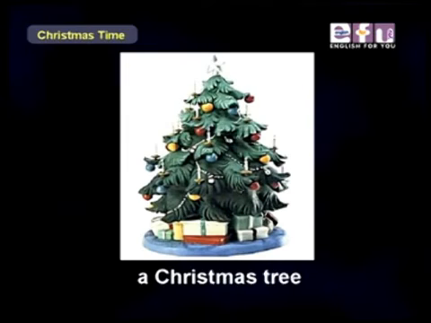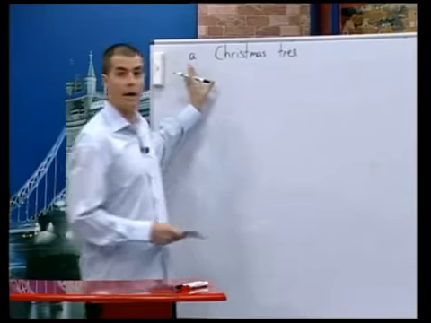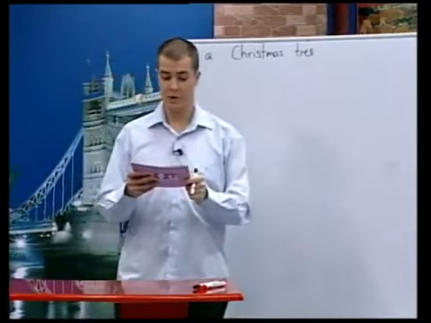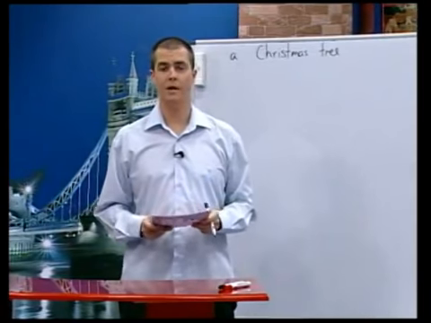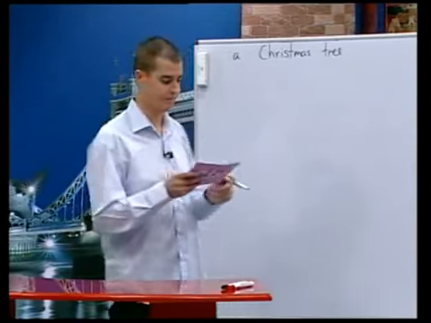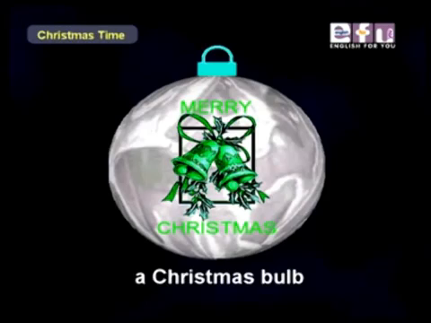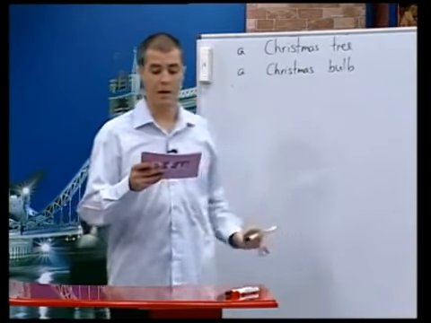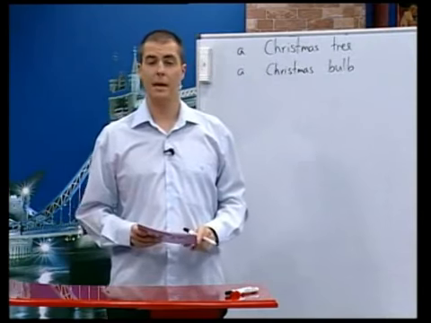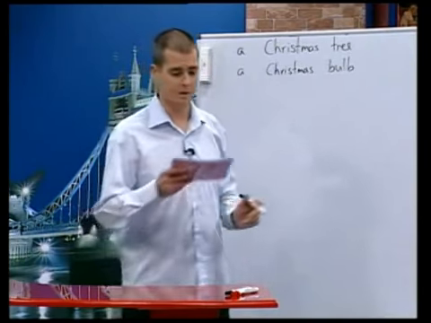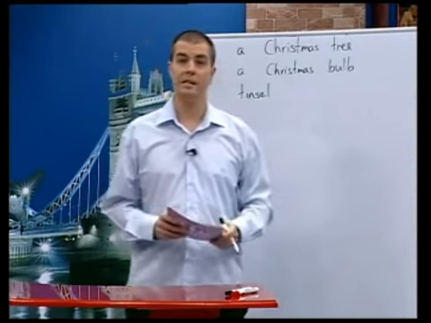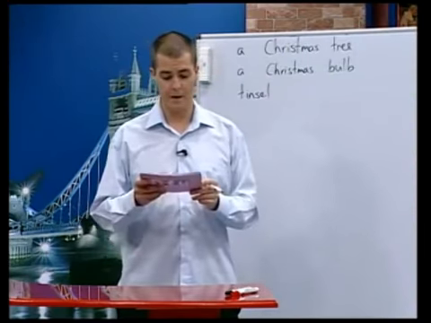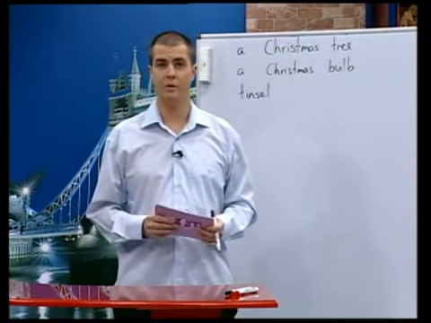A Christmas tree. A Christmas tree is a fir tree, either real or artificial, that you decorate for Christmas. A Christmas bulb. A Christmas bulb is an ornament that people hang on Christmas trees. Tinsel. Tinsel is thin strips of shiny paper used as decorations for Christmas.